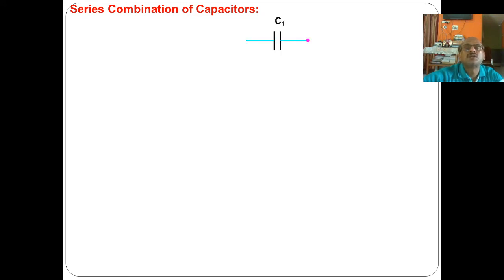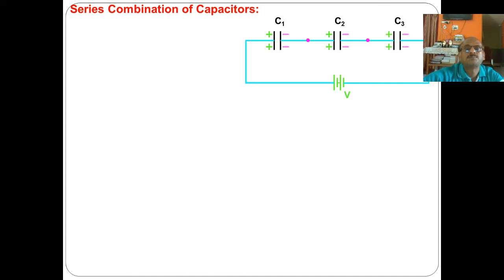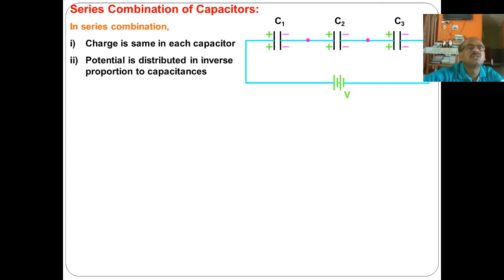Let three capacitors of capacitance C1, C2, C3 be in series with external source V. In series, the charge on each capacitor will be the same, while the potential is distributed in inverse proportion. So let the charge on each capacitor be Q, and the potential differences across each capacitor be V1, V2, V3 respectively. So V equal to V1 plus V2 plus V3.